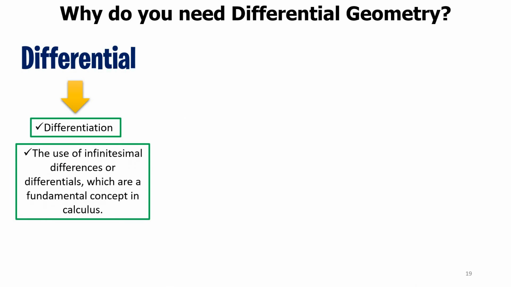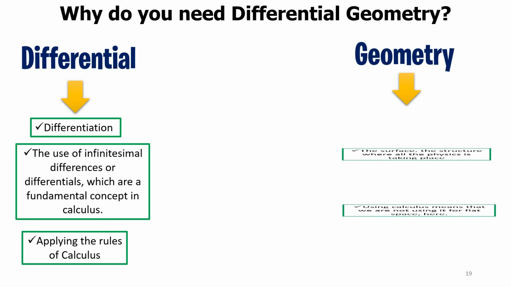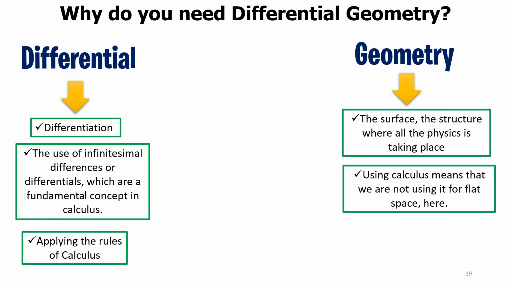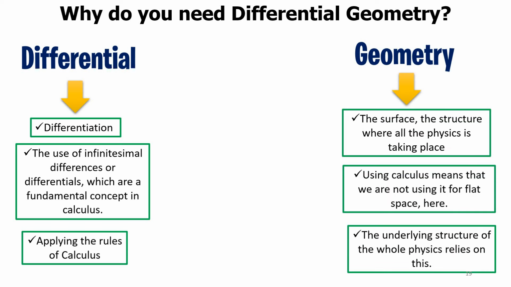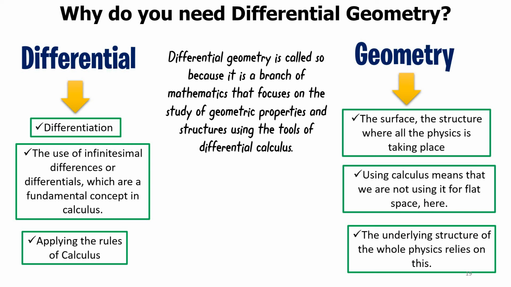You can now understand that the word differential actually means differentiation, and obviously it refers to the rules of calculus, because it uses infinitesimal differences, differentials, etc. On the other hand, geometry is obviously the structure where the entire physics takes place. So what we do is use calculus in geometry in order to understand the underlying structure where the whole physics takes place. So here is the assimilation of these two words: differential plus geometry, which focuses on the study of geometric properties using calculus.